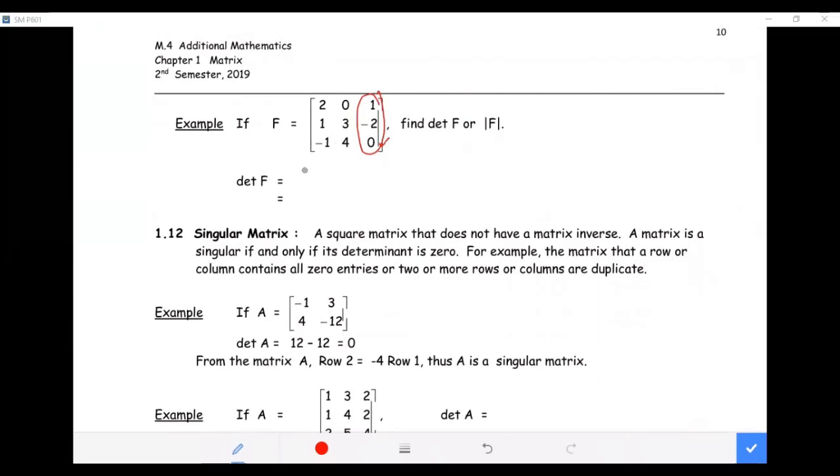So I'm going to find the location of this one: row 1 and column 3. So I'm going to find C13 multiplied with F13, something like this, and add with this one, right? This one is the cofactor of row 2, column 3. I need to multiply with the entry.